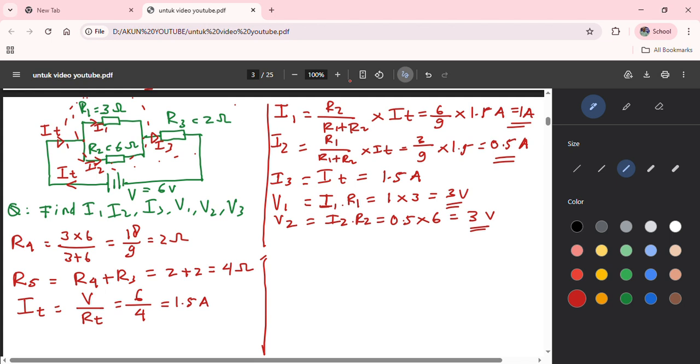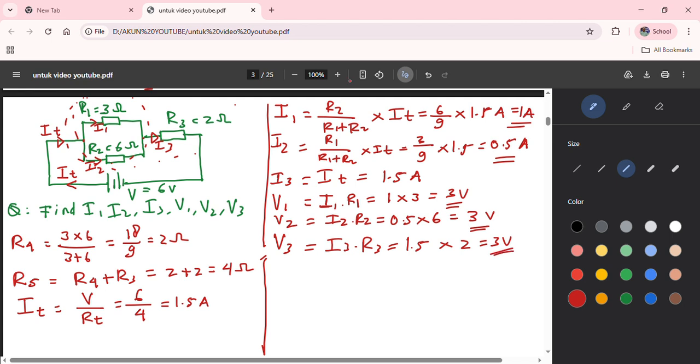This is 3 volt, 3 volt, and we will add this voltage of R3. V3 is I3 times R3. I3 is 1.5, which is the same as the total, times R3. R3 is 2, which is 3 volt. So in a series circuit, the total voltage is the sum of each voltage. So this one is 3 plus 3, which is equal to 6 volt.